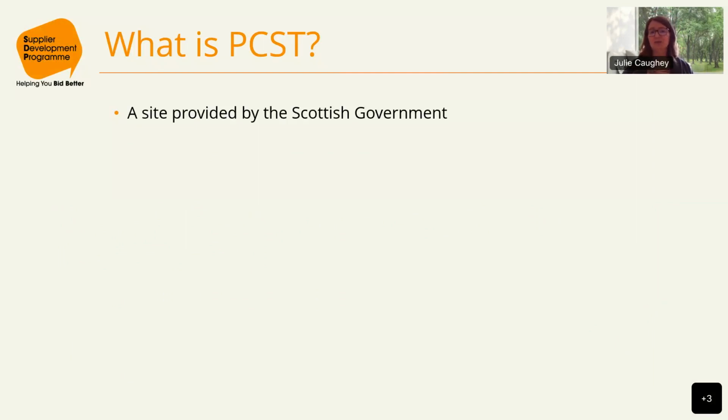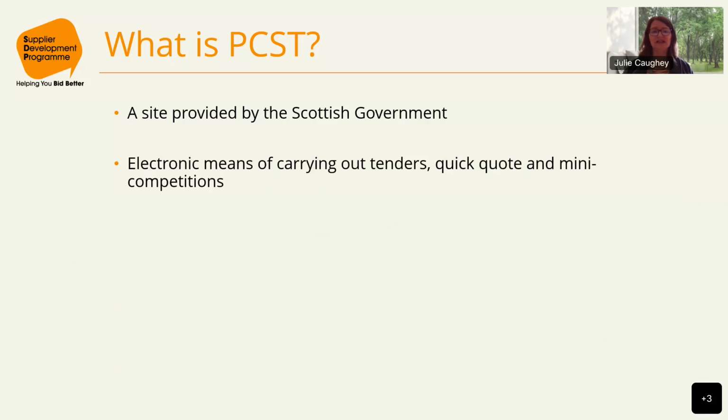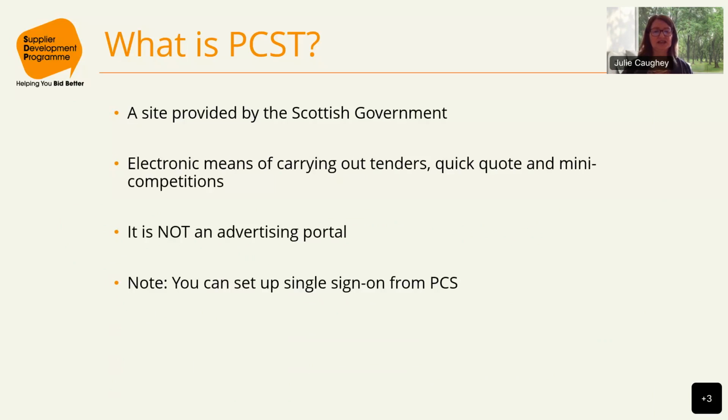The Scottish Government actually provides both of these sites, PCS and PCS-T, but the one with the T on the end of it, the PCS-T, is what's often used to carry out the tenders, although, confusingly, they can be carried out on both sites. But in this case, it's PCS-T. It's not used for advertising. That is exclusively PCS. It's used for advertising.